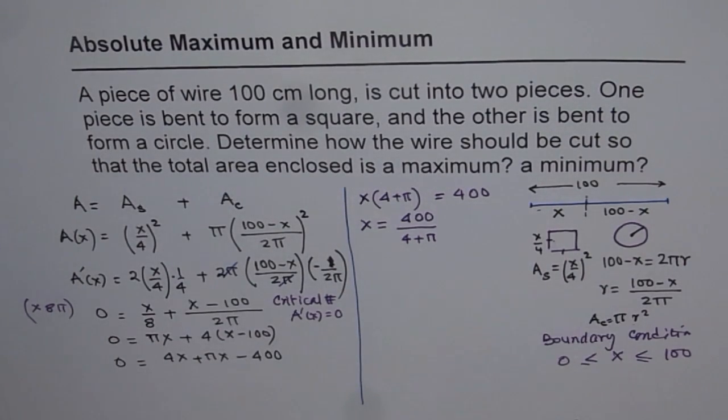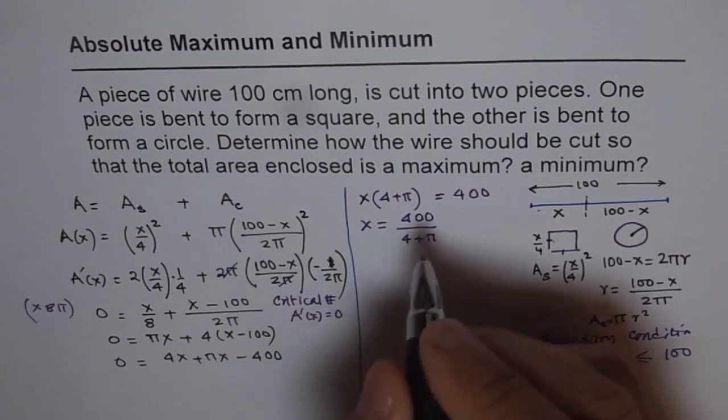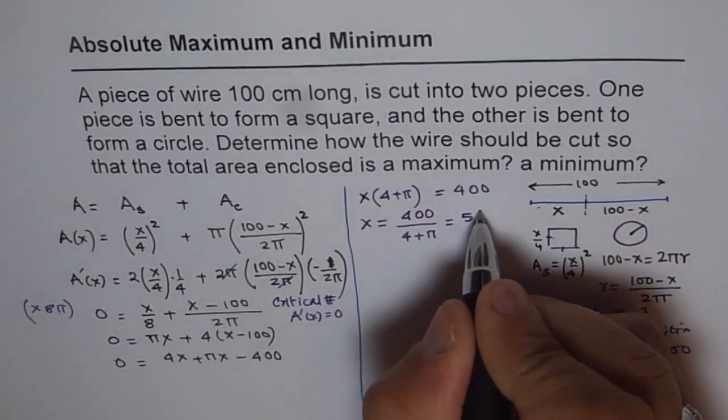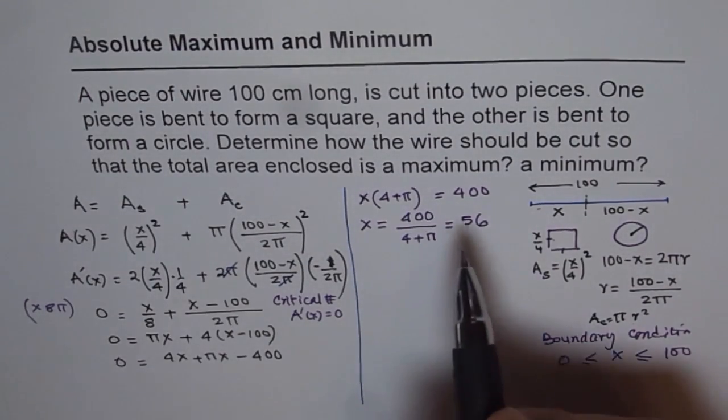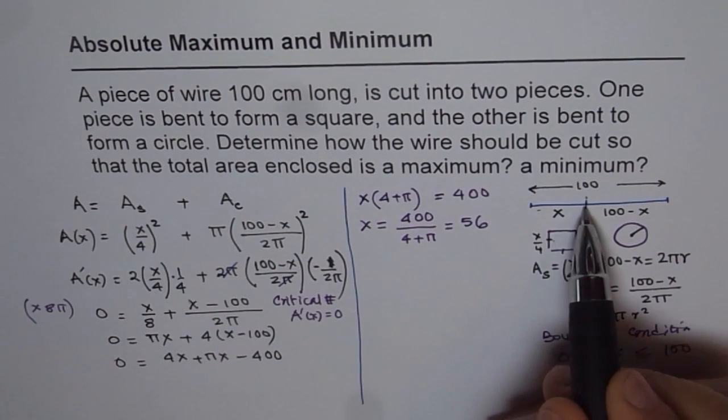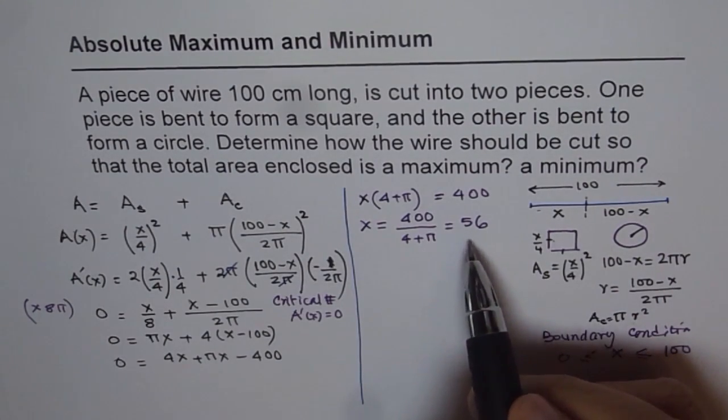And let's figure out how much this is. So we'll do 400 divided by, within brackets, 4 plus pi, bracket close, equals 56.009. So we'll just write this as 56. So for x, the length equal to 56, we have a critical number, right?